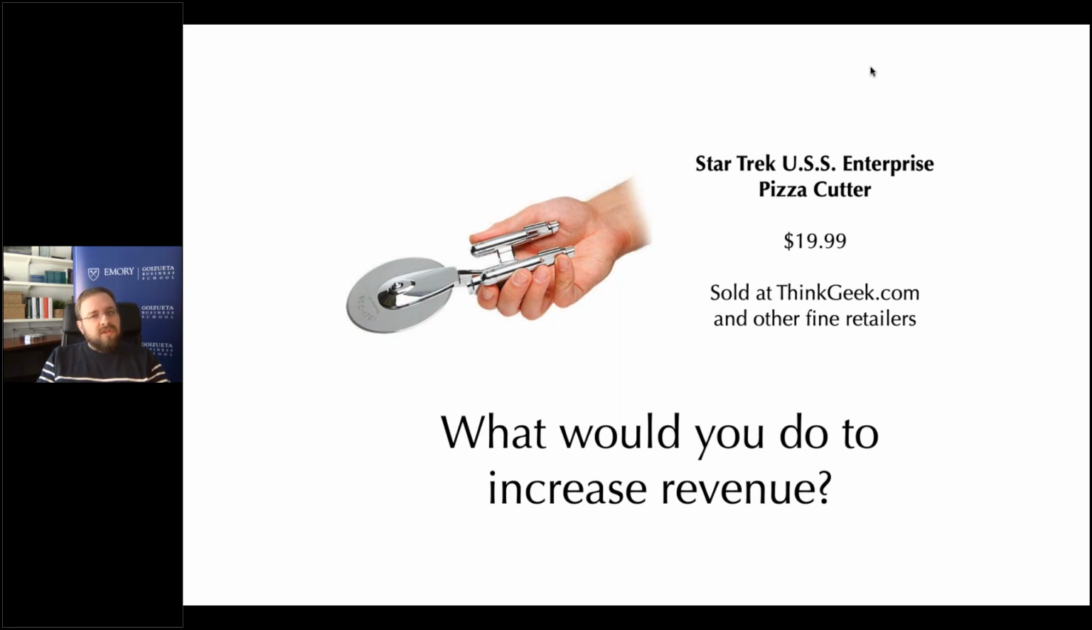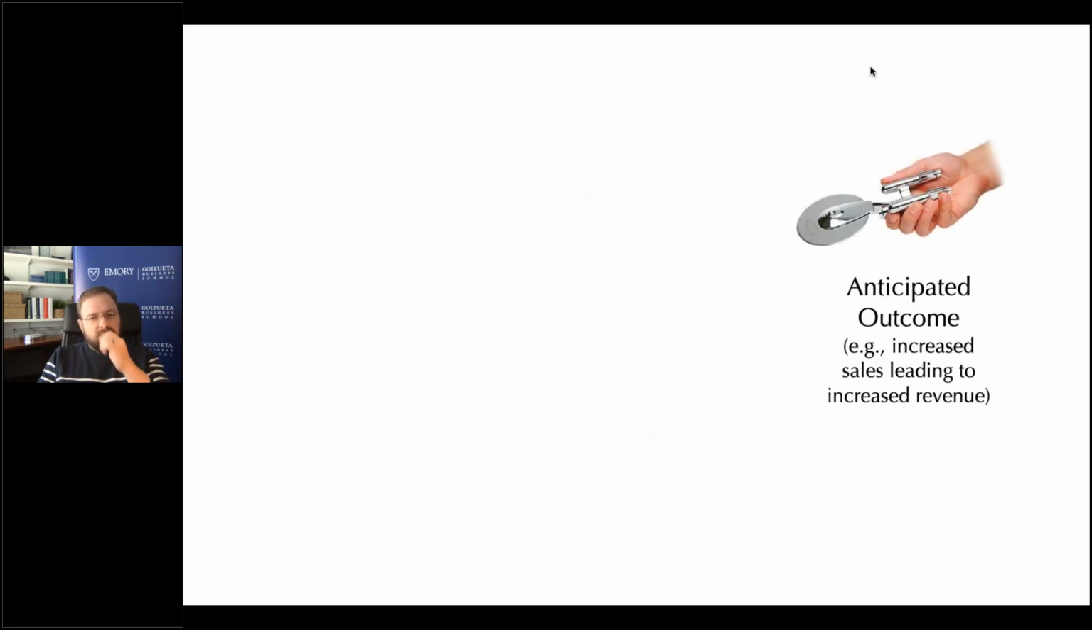So whatever it was that you came up with, hold on to that, because we're going to examine it closer. What I want you to examine is not the strength of the strategy you came up with. I want you to think about how you got there. So we have some anticipated outcome that we want. We want to increase sales of this thing or increase revenue. And then from that, we developed some strategy that we thought would lead to that.